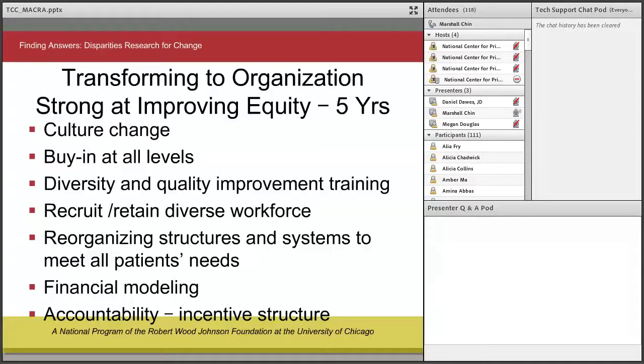It also involves recruiting and retaining a diverse workforce. Very importantly, reorganizing the structures and systems of care to meet all patients' needs, doing the financial modeling to make the numbers work for the business case, and then there's accountability. How do you basically put decreasing disparities and increasing equity into the incentive structure for the people at your organization?